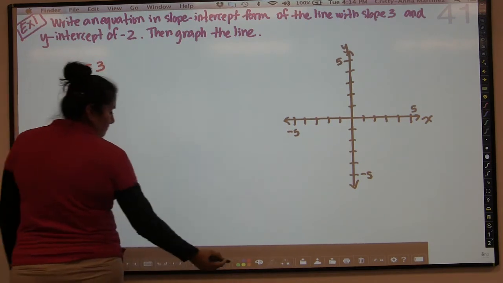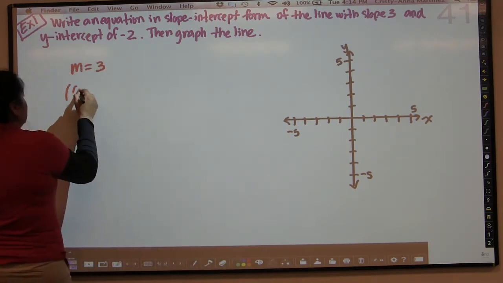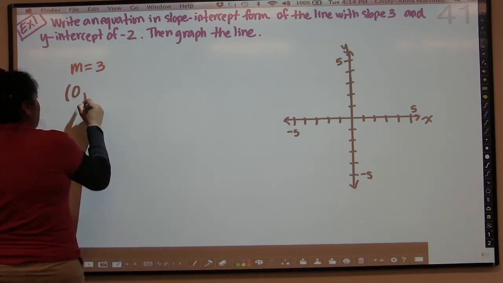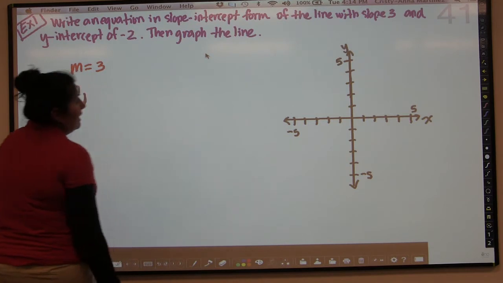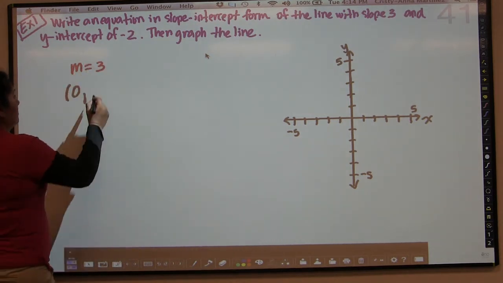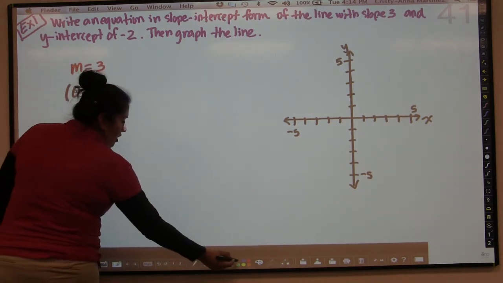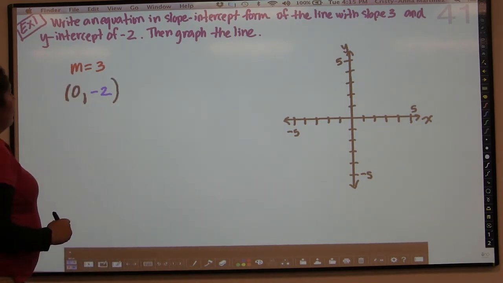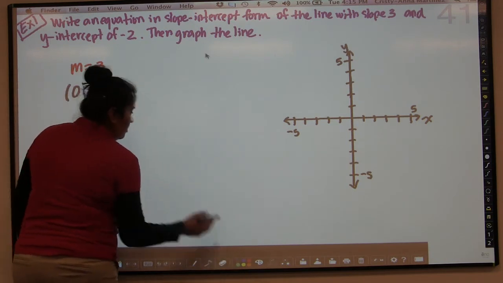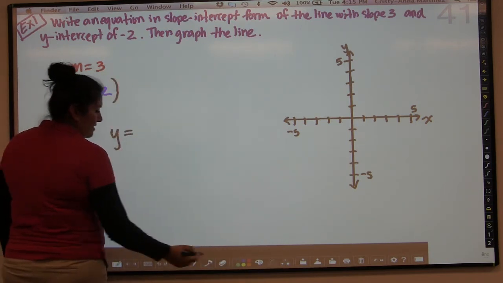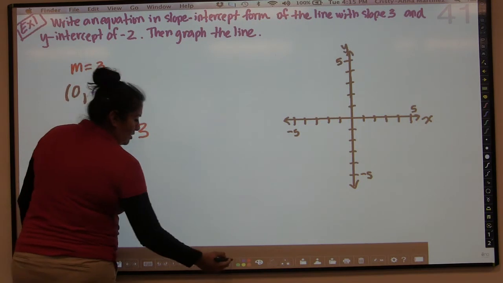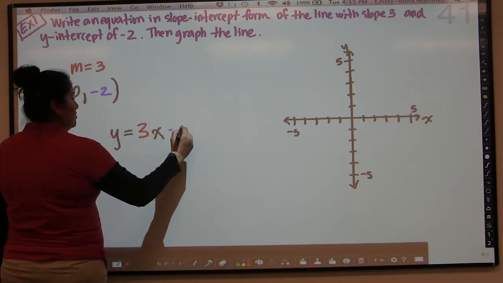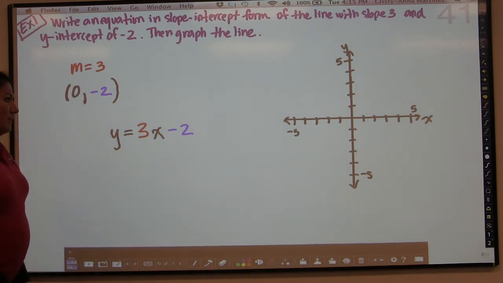So we are told that the slope is 3, and that the y-intercept is -2. There we have our slope and our y-intercept. To write the equation, it's very simple. We go y equals mx, and since m is 3, we get y equals 3x. And then since our y-intercept is -2, there's our line: y equals 3x minus 2.